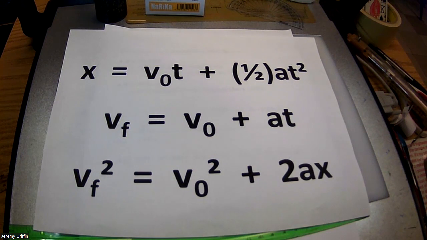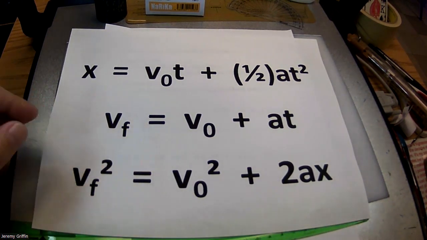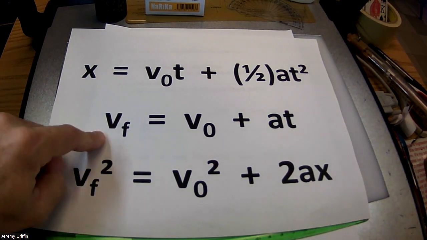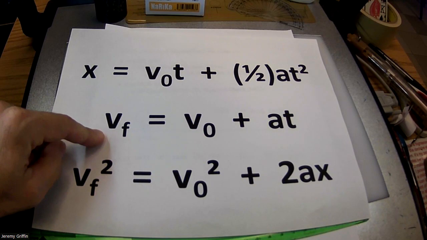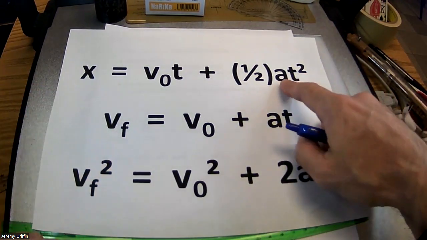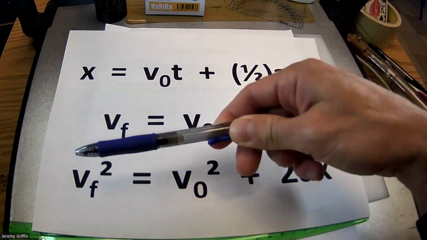We also did an example yesterday of a car braking to a stop. Car braking to a stop: what variable do you know just from that statement? Final velocity is 0 meters per second for anything braking to a stop. And then the last one on here is a, acceleration. That's a rate of change of velocity. That's like how fast your speedometer needle is moving.